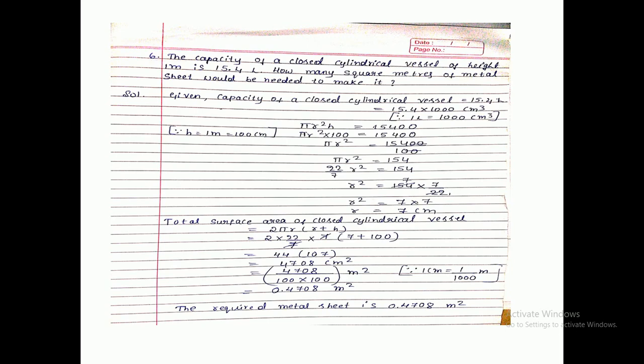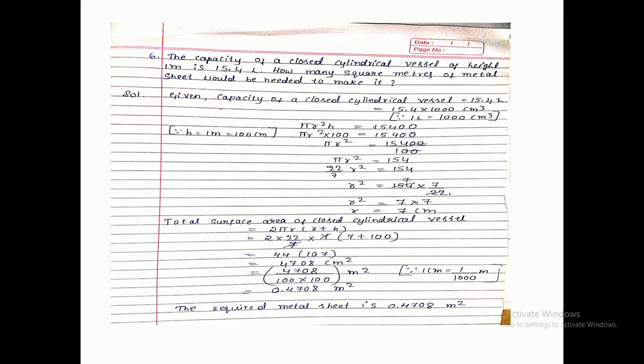So here what we have to find out is how many square meters of metal sheet would be needed to make it. Okay, what is given here? Given is the capacity of a closed cylindrical vessel, 15.4 liter. So it is in liter, no? So what we have to do? We have to convert this into another unit. That is, we'll convert this into centimeter cube. Okay, 15.4 into 1000 centimeter cube. That is 1 liter is equal to 1000 centimeter cube.